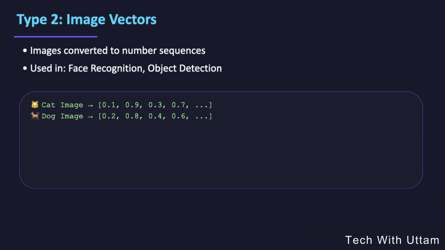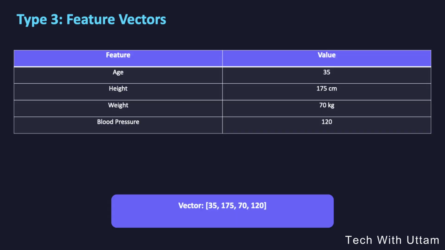Type 2, image vectors. This is how your phone recognizes your face. An image gets broken down into pixels, processed through neural networks, and comes out as a long vector of numbers. Your face has a unique vector. When you try to unlock your phone, it compares your current face vector with the stored one. And third, feature vectors. These are used for any kind of structured data. Health data, financial data, user preferences, all of it gets organized into vectors. Your age, height, weight, blood pressure, boom, that's a feature vector.